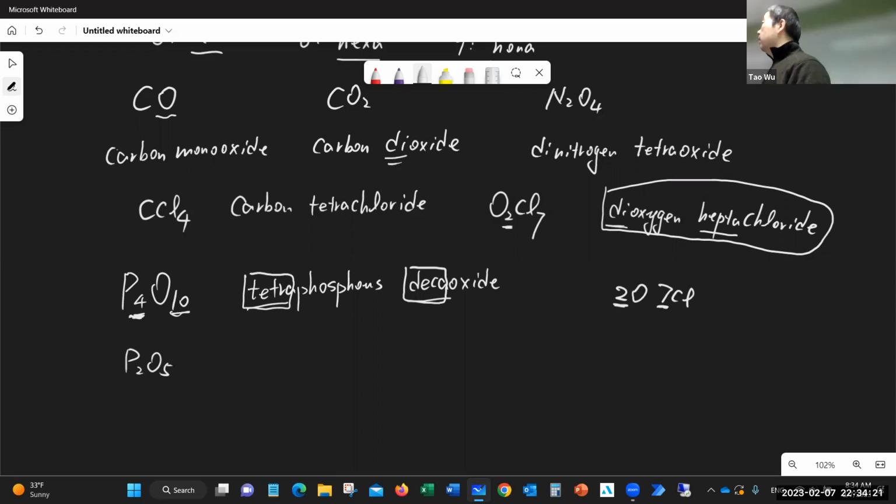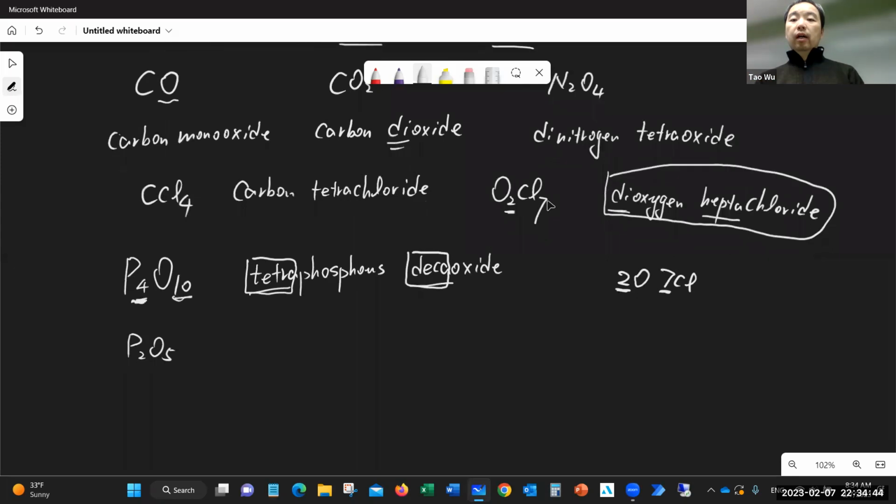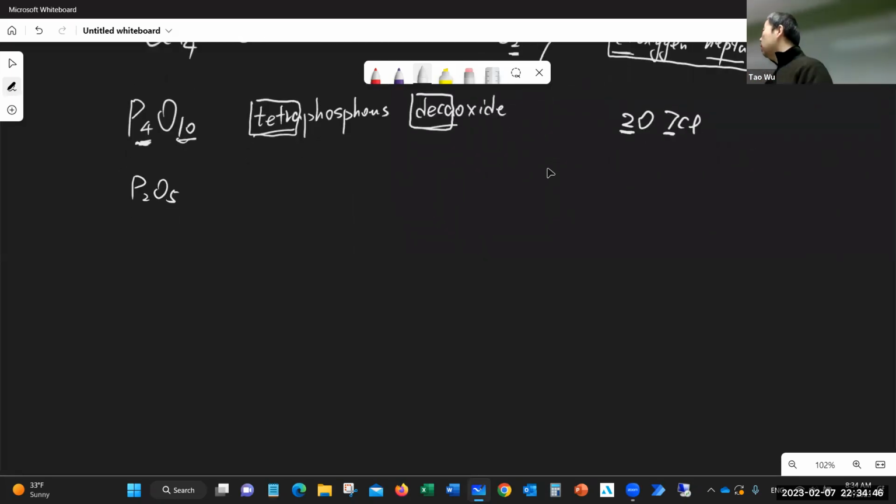A very easy mistake is that a lot of people start to give it a name without seeing what kind of compound it is. Is this an ionic compound? Is this a molecular compound, or is this an acid? So please do not give a name for an ionic compound and put the prefix up there.